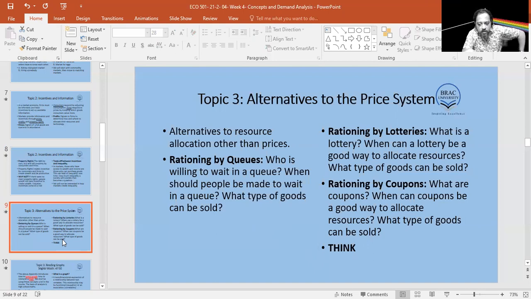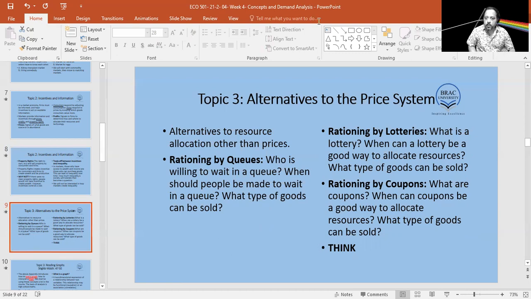Finally, the third type is, when can we ration goods by giving coupons? So the next question is, who gets the coupon? How can we distribute the coupon, in what context? This part we are going to discuss in detail during the discussion class. If you've watched the video so far, this is the end of part 1. We are going to look at when we will ration by queues, when we will ration by lotteries, when we will ration by coupons.